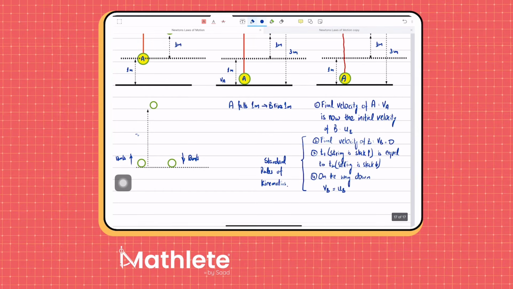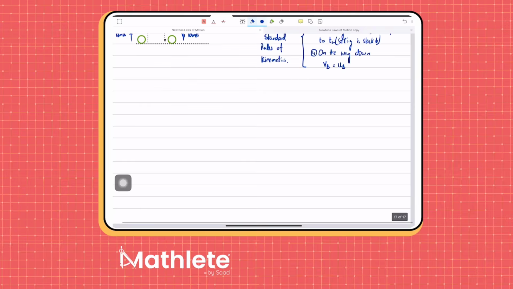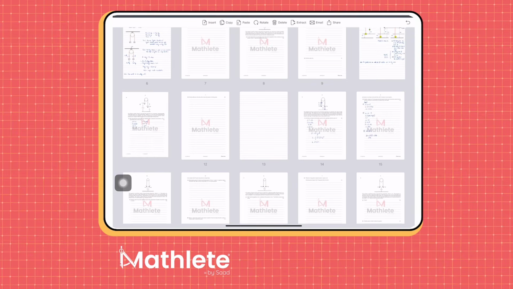T equals 10 seconds. Okay, so these rules, like I said, these are kinematics rules. They're not just being applied to pulley related problems. They are rules that we apply in kinematics anyway. Now the questions aren't that complicated. I'll solve a question, you guys will understand what I'm saying. They're not that complicated, but you got to remember these rules. No two ways about it. Now let's solve a question to understand what it's like.